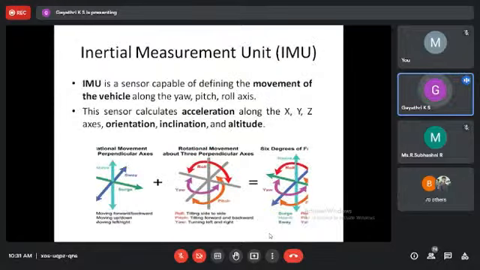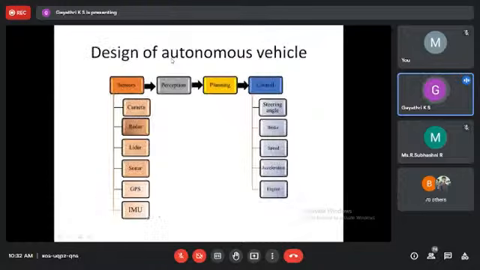Okay, so the other type of sensor that you can fix on the car is your inertial measurement unit. This is another very simple sensor which is fixed in the car on the lower base side. The objective of this sensor is that it gives you the position of the car, whether your steering wheels are straight, at what angle it is inclined, at what height you are in the car. All this information is captured by using this inertial measurement unit.